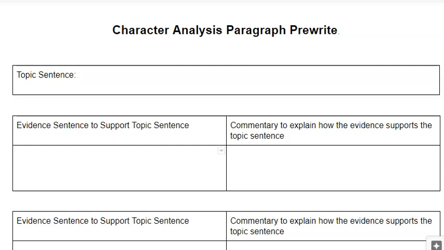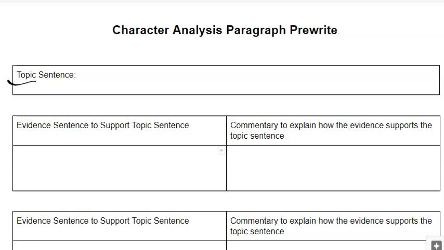After you've read and taken notes and analyzed these characters, you're going to write a character analysis paragraph. And what I've done is I've given you a pre-write to help you get the information that you're going to need for that character analysis paragraph. So this has all of the components that you'll need for that analysis.